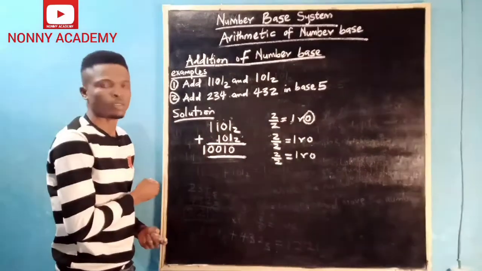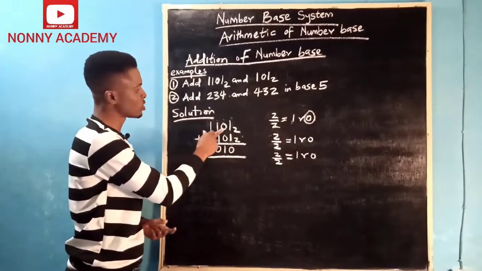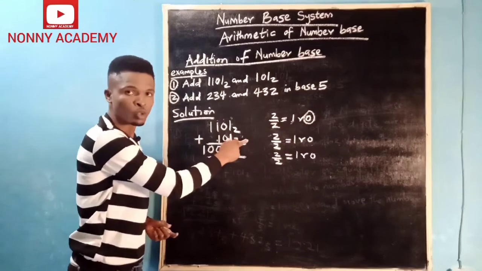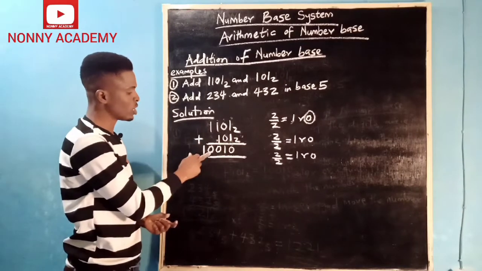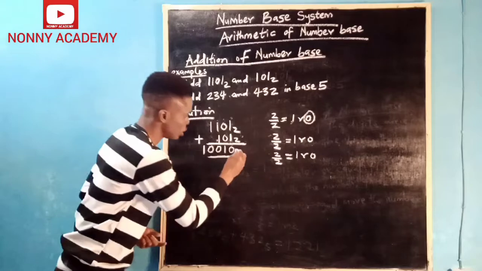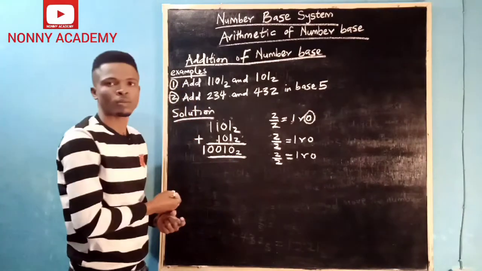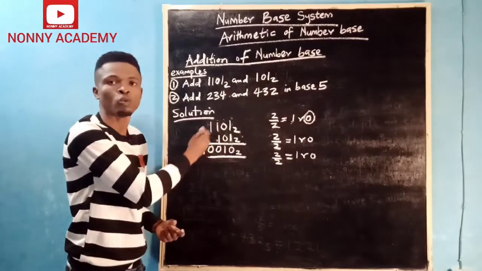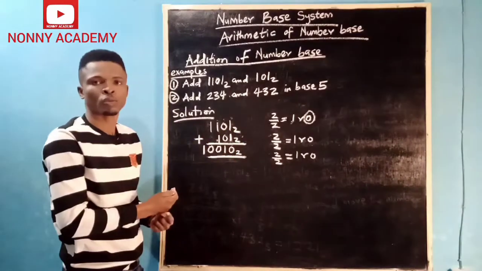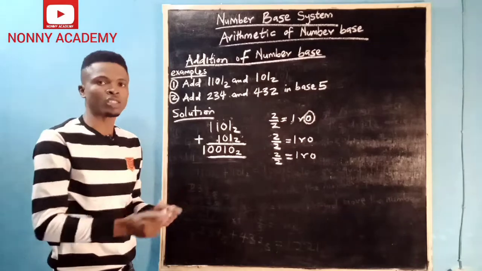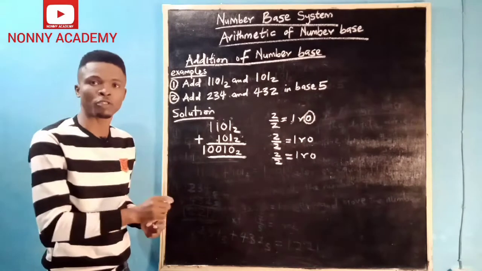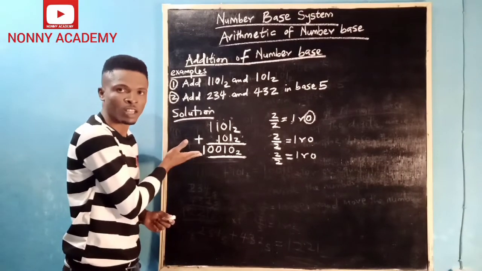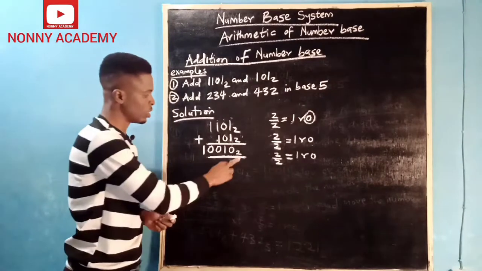Here. Then I will have 1101 in base 2 plus 101 in base 2 is equal to 10010 in base 2. Since both of them are in base 2, the answer will also be in base 2. Now the aim of doing all these things is to make sure that at the end of everything, all the digits involved in the answer must be less than the base.